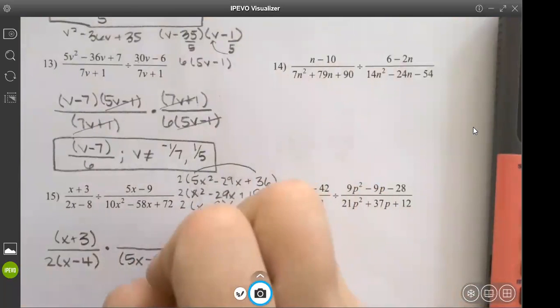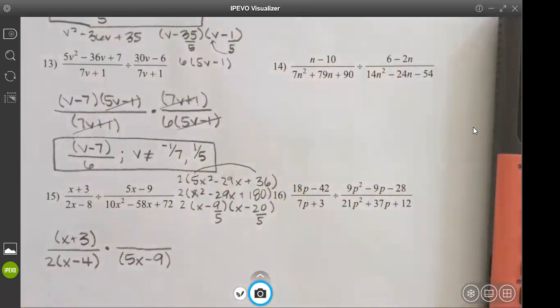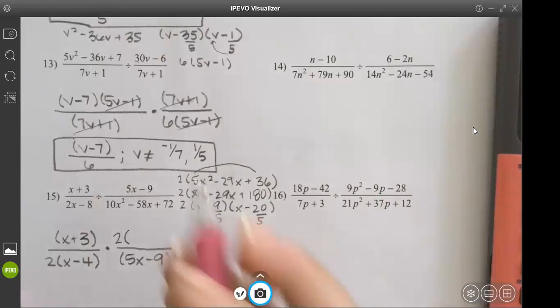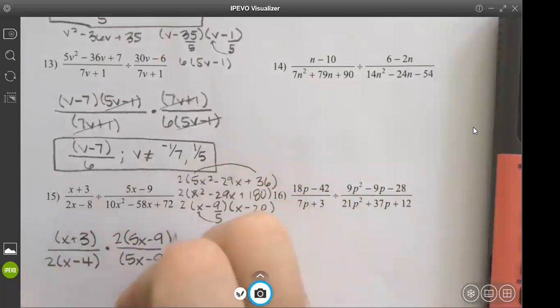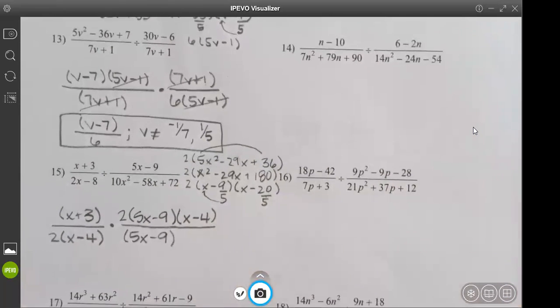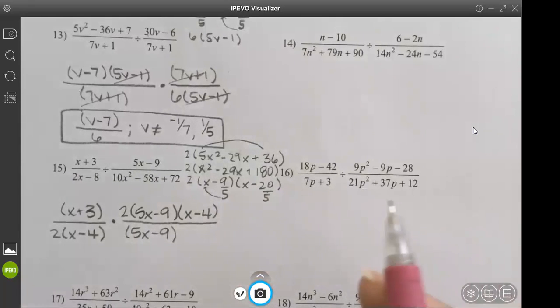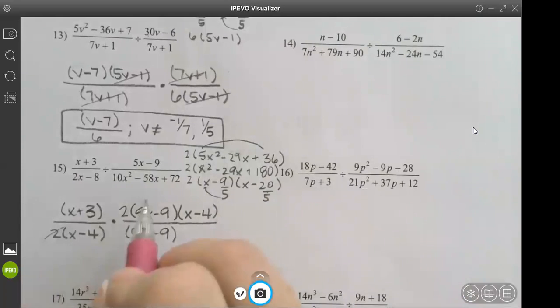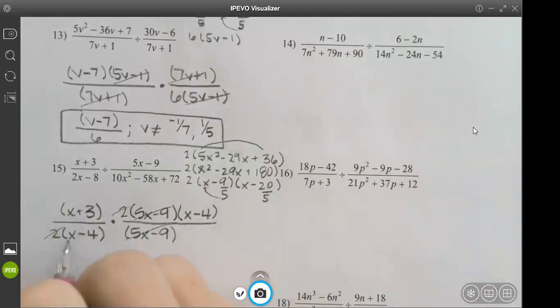Don't forget I did slide. Now I have to divide. So on the top, I took out a 2. I'm going to slide this 5 up. So 5x minus 9. And then 20 divided by 5 is 4. And again, lots of stuff should factor out, mark out. What do we have the same on the top and the bottom? The 2. 5x minus 9 and x minus 4.